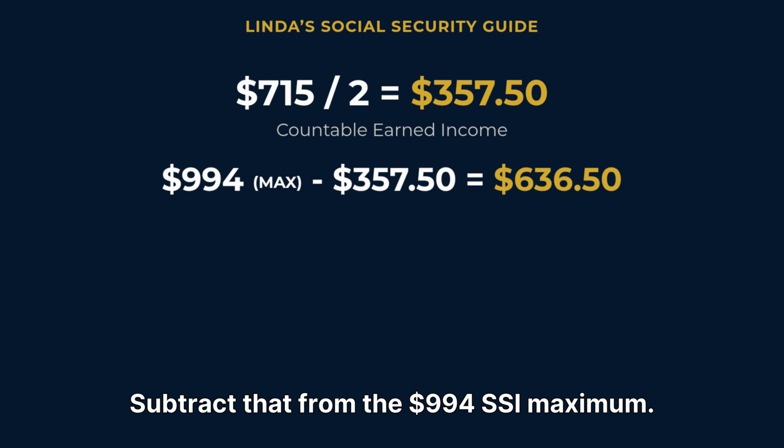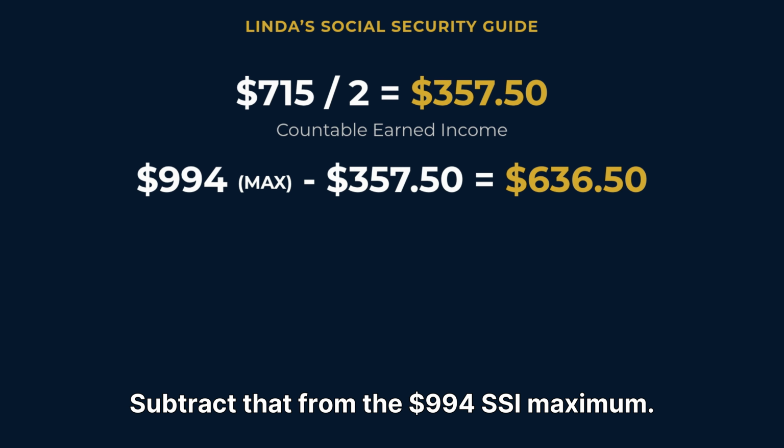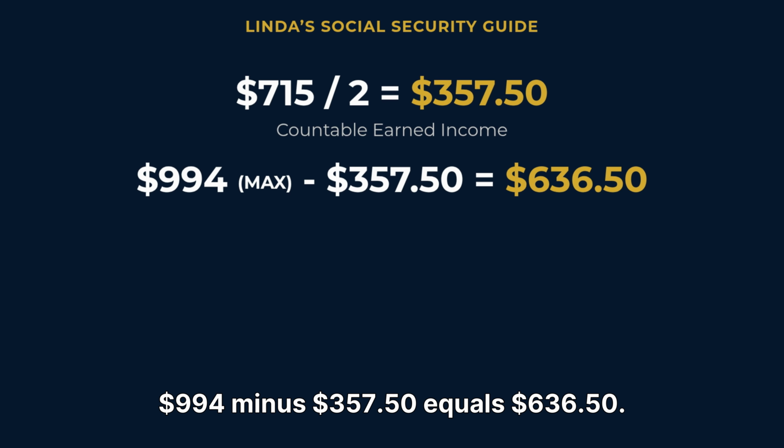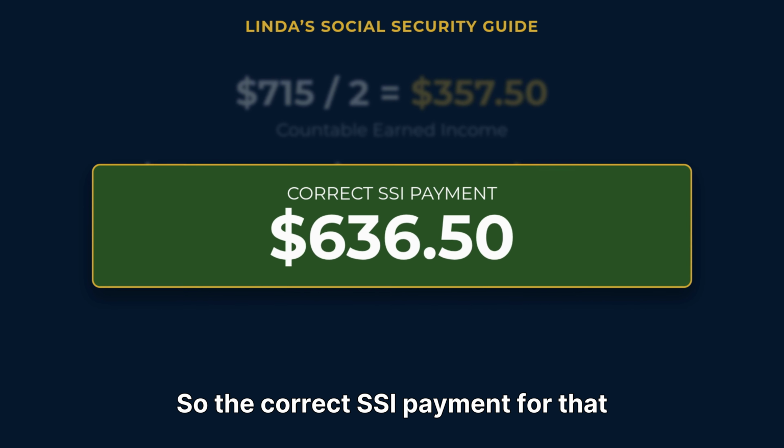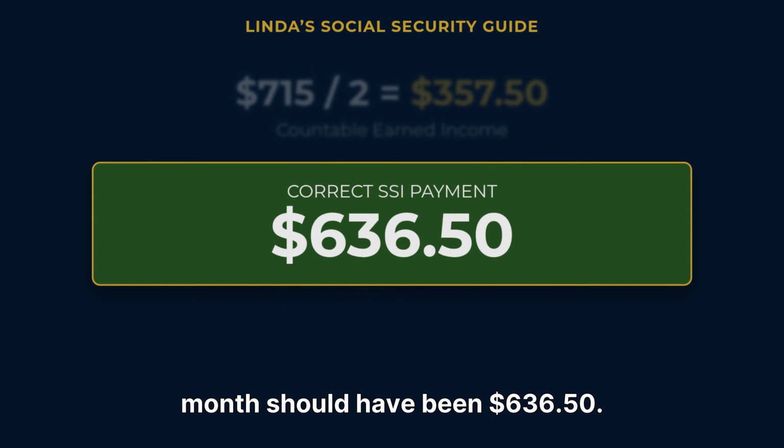Step 5. Subtract that from the $994 SSI maximum. $994 minus $357.50 equals $636.50. So the correct SSI payment for that month should have been $636.50.